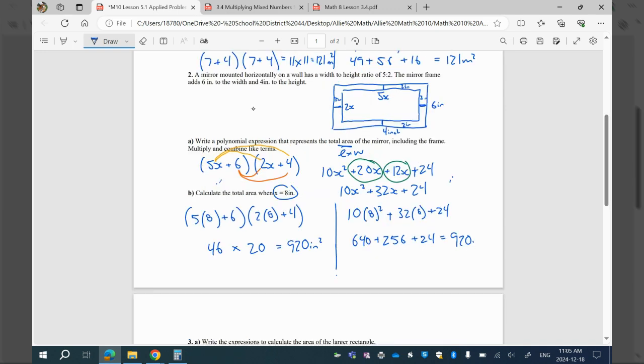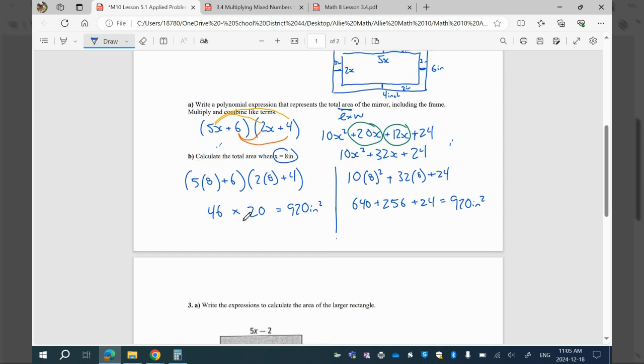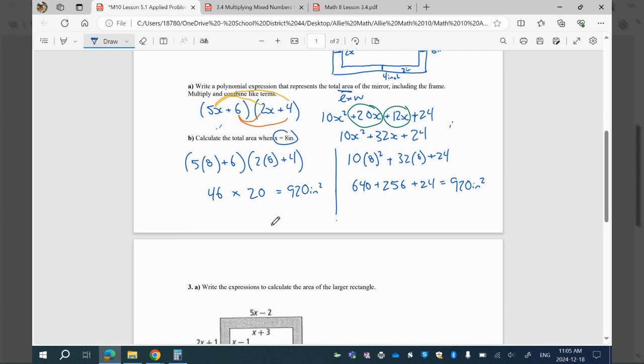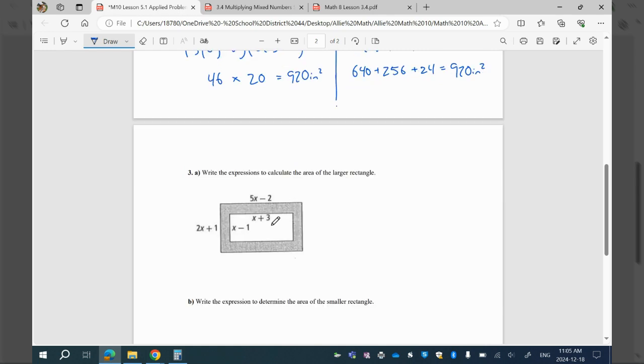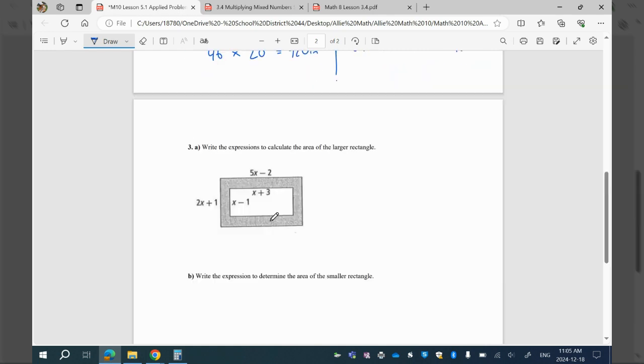920 inches squared. So you can use either version to solve that. And as I said again, you can use this method to confirm if you have the right answer or not. I think we just got one.